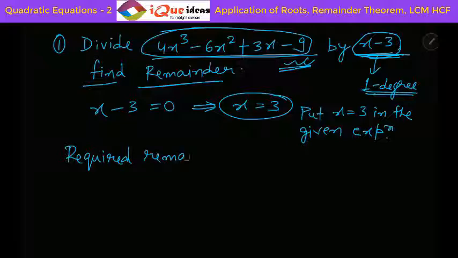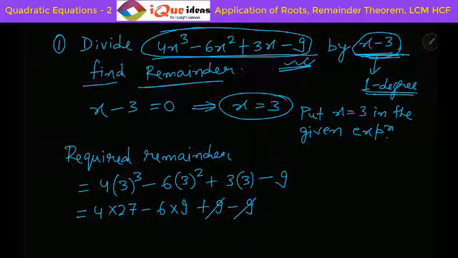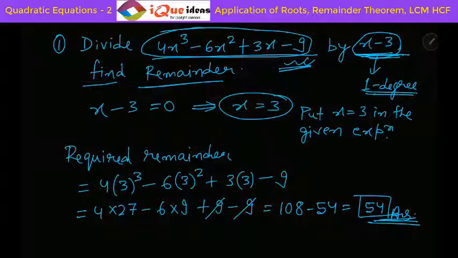So the required remainder is equal to 4x cubed, that means it is 4 into 3 cube, minus 6x squared, it is 6 into 3 square, plus 3 into 3 minus 9. Now just simplify this. 4 into 3 cube is 27, minus 6 into 3 square is 9, plus 3 into 3 is 9, minus 9. Now 9 and 9 are cancelled. 4 into 27 is 108. 6 into 9 is 54. So 108 minus 54 is 54. So the final answer of this question is 54. A simple direct question of division and finding the remainder.